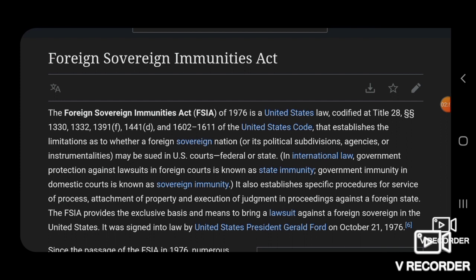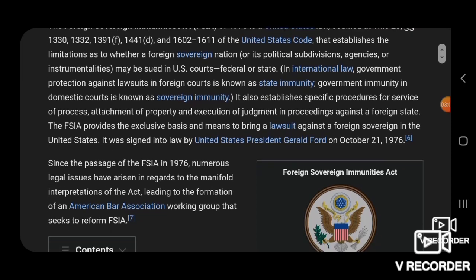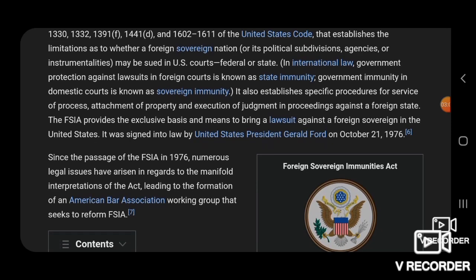It also establishes specific procedures for service of process, attachment of property, and execution of judgment in proceedings against a foreign state. The Foreign Sovereign Immunities Act provides the exclusive basis and means to bring a lawsuit against a foreign sovereign in the United States. It was signed into law by United States President Gerald Ford on October 21st, 1976.